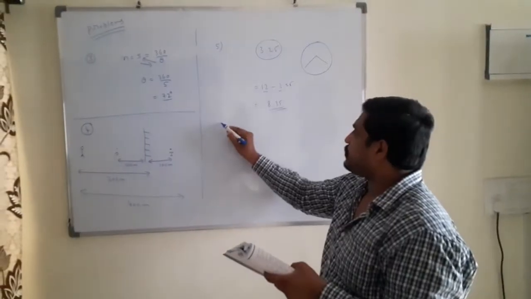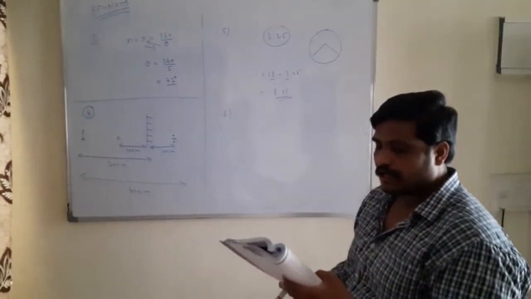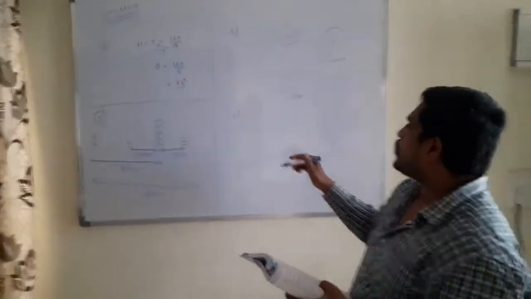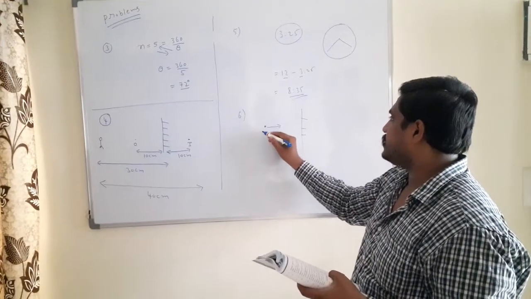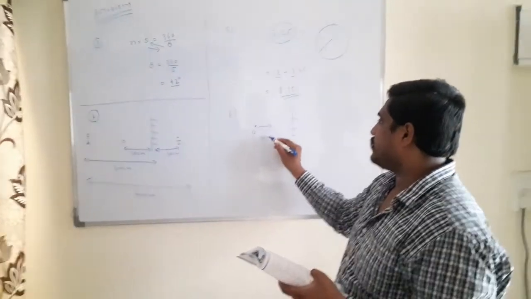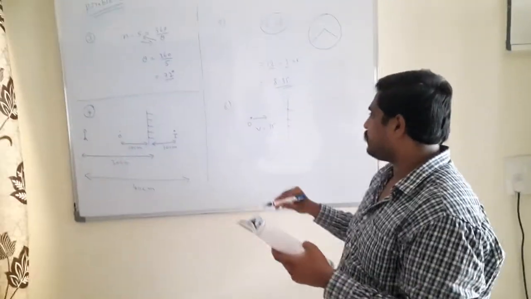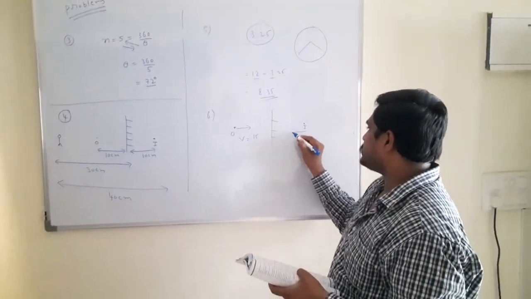Okay, next problem. Listen to the question clearly. A man moves towards the mirror. This is the object, and the speed of the object is given as 15. This is the image. What is the speed of the image?